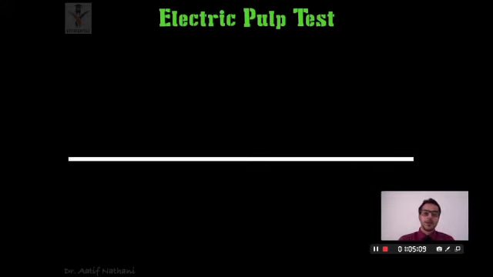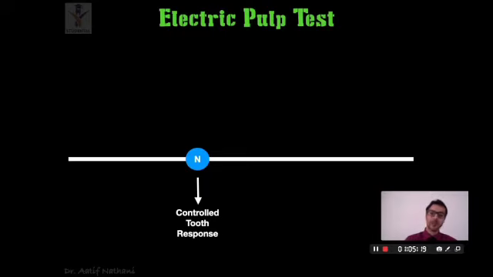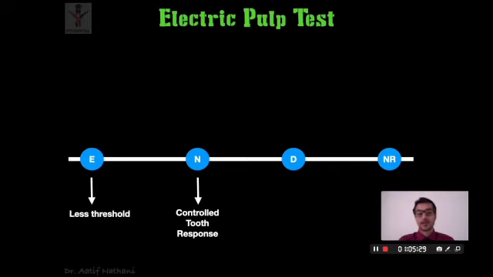So once you are done with the control tooth reading, that has to be a normal reading. You have to consider it as a normal control tooth response. If your affected tooth responds in the same way, that means there is nothing wrong. Now there are other responses: the normal response, the early response, the delayed response, and the no response.